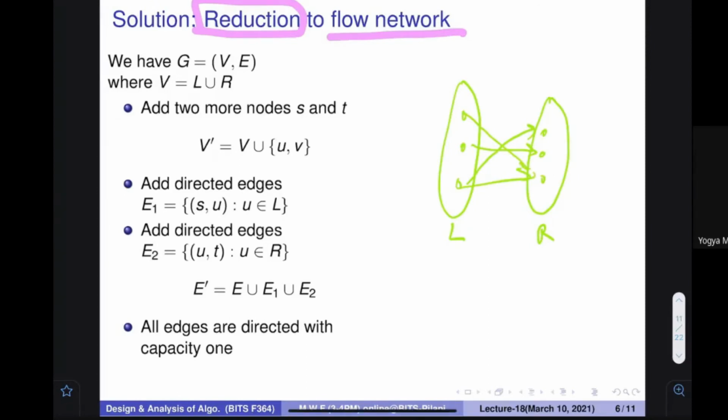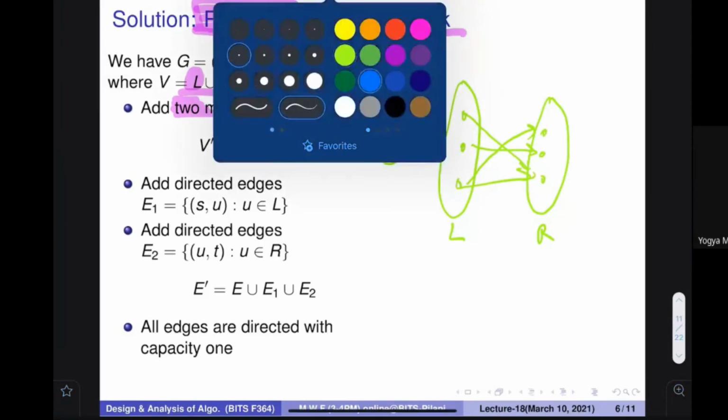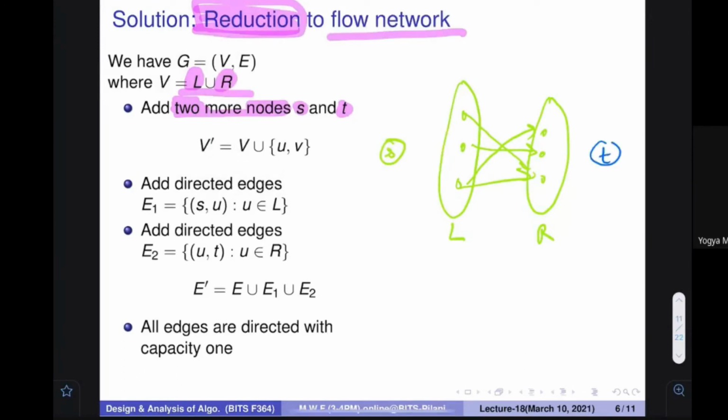So the method is this: here we know that the vertices are divided into left and right sets. The solution says that to convert it, you are going to add two more nodes. One is S, another is T. So you add a node S over here, and you add a node T over here. This is the first thing.